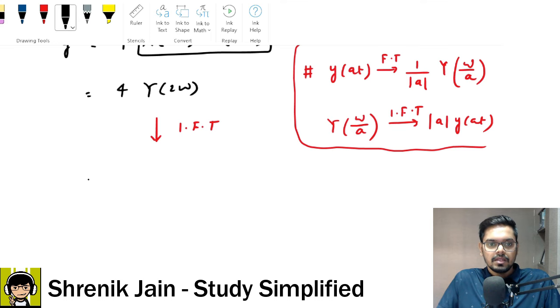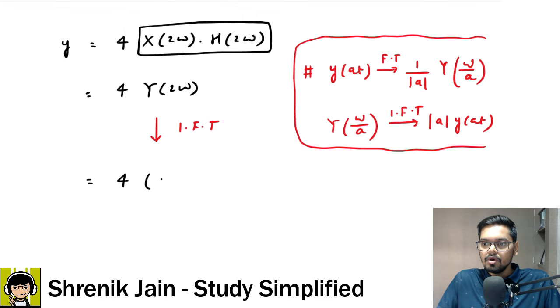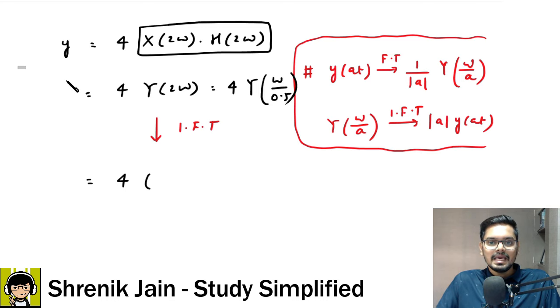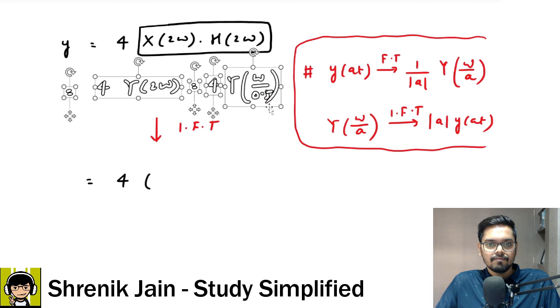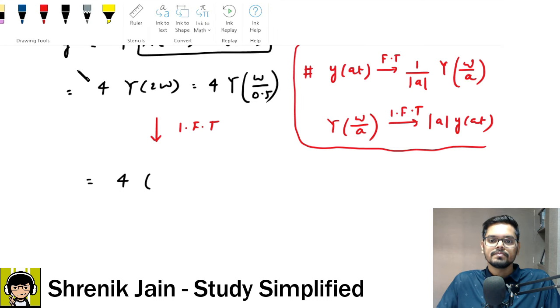If yes, then the answer is what? 4 into mod A. Okay, what is the value of A? Don't say it is 2, because this thing is 4 into capital Y of omega by 0.5. So the value of A is 0.5. Understanding? So don't get into the traps.